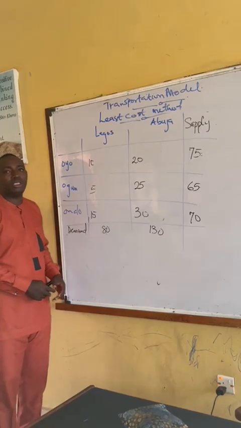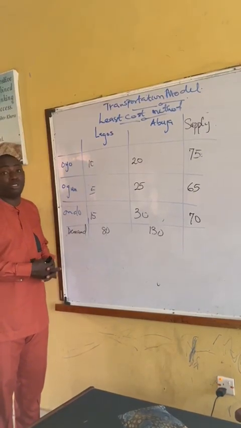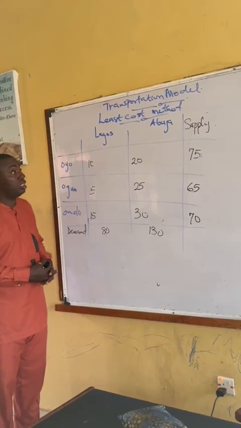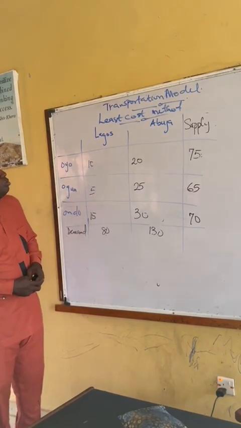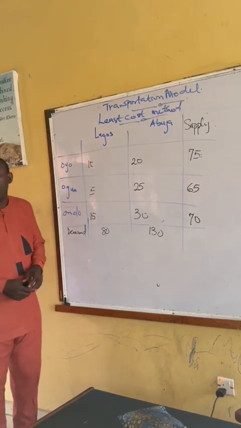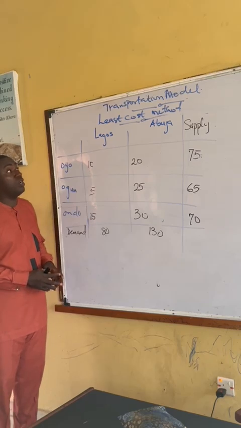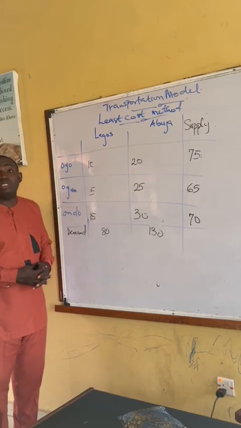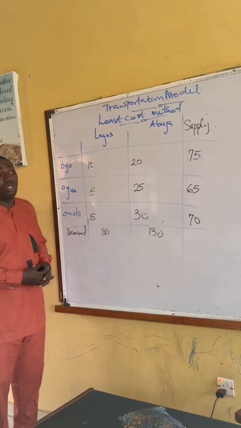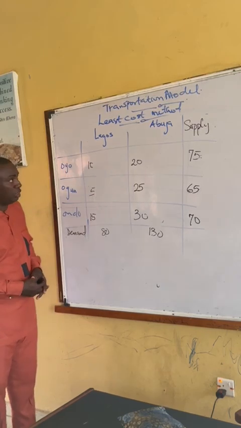The northwest corner method. And this time around, we want to look at the least cost method, another method of calculating the cost of transporting certain goods, so, of transporting goods to different destinations.